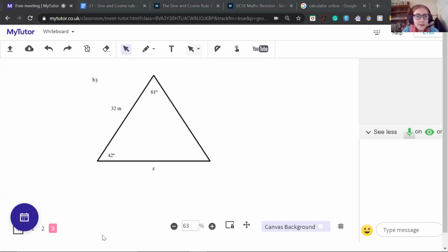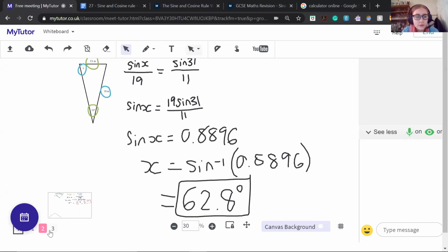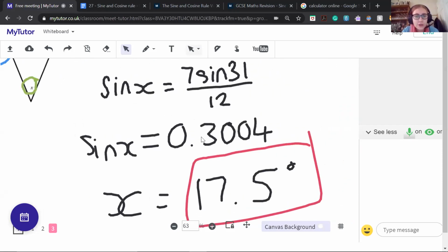Someone said, what did you do to get the 17.5? I did inverse sine of 0.3004.